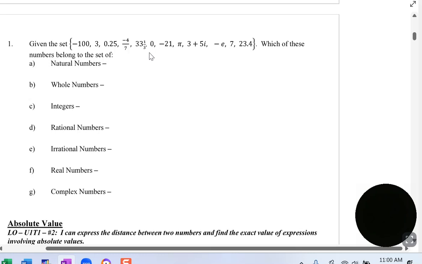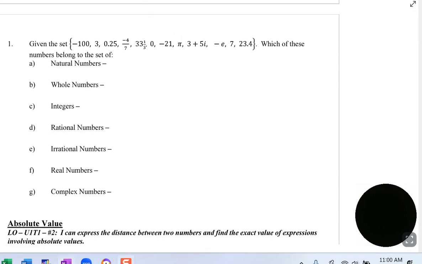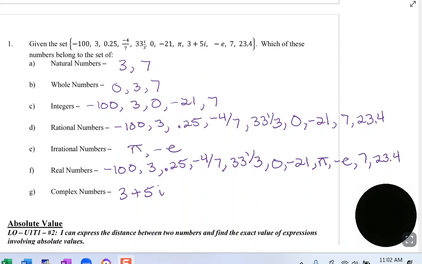All right, so if we look at this one here, why don't you go ahead and try this one on your own, and then pause the video, and then I'll go through the answers. All right, so the natural numbers are 3 and 7, positive whole numbers. The whole numbers are 0, 3, and 7, because it's basically natural numbers plus 0. And then the integers are negative 100, 3, 0, negative 21, 7.